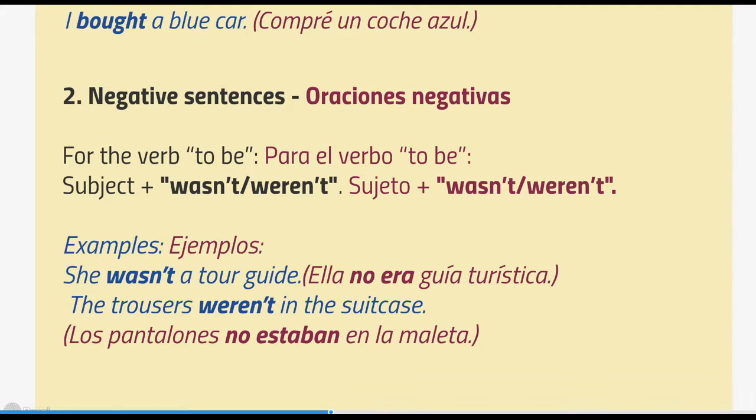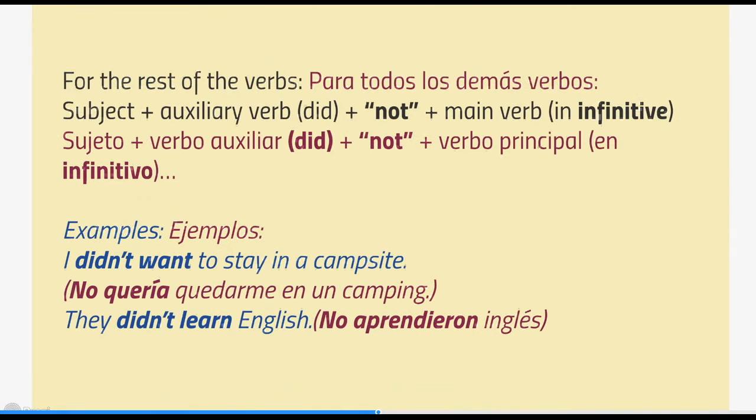2. Negative sentences. For the verb to be, we use the subject plus wasn't or weren't. Examples: She wasn't a tour guide. The trousers weren't in the suitcase.